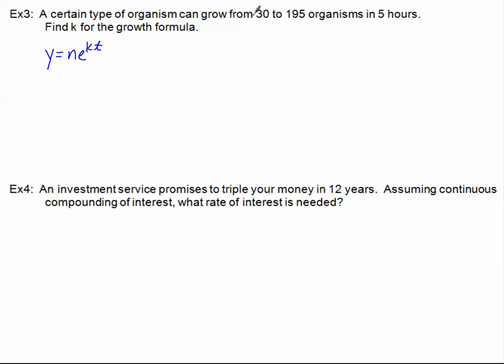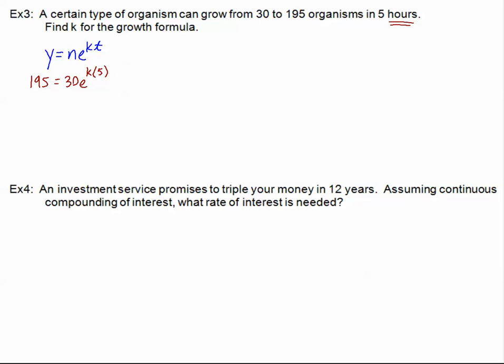So what we're starting with in this case is the 30, and that's always going to go right here as that coefficient. What it grows to become, and it does grow in this case, is 195 organisms. Hopefully these are good organisms to have around. E is, of course, e. K is what we're looking for. T is time. And in this case, it's good to note that we're talking about hours, and that, of course, is 5 hours. So we'll put the 5 right there.